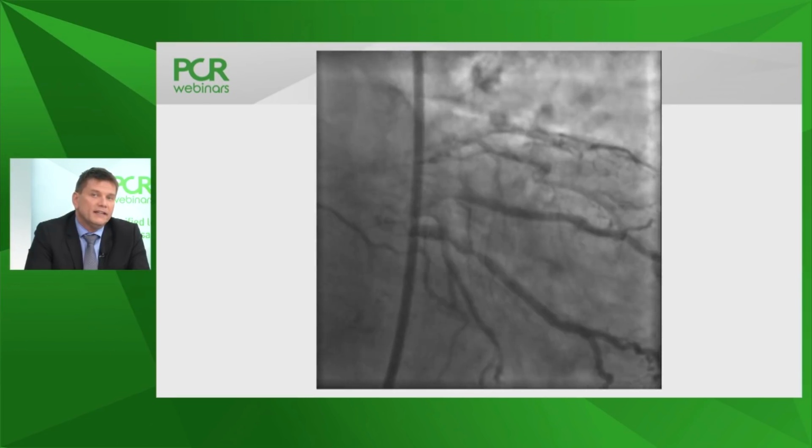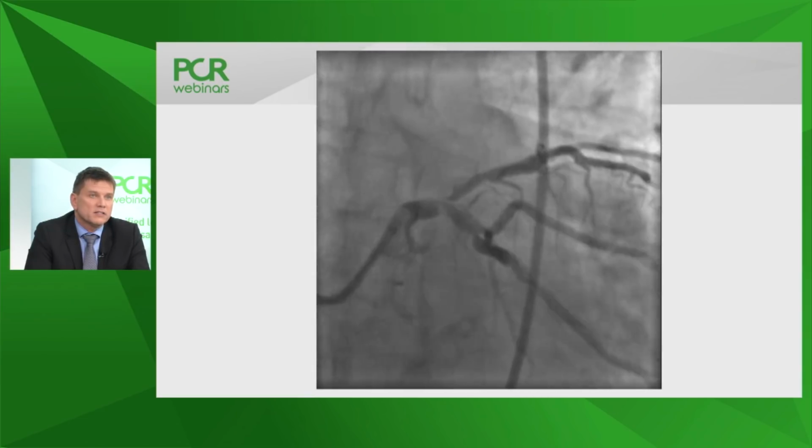And for sure, at the end, I would use 2 wires. In all bifurcations, we should use 2 wires if we think we should protect the side branch. And the left main is a specific bifurcation where no side branch is not important. So 2 wires, 7 French femoral.